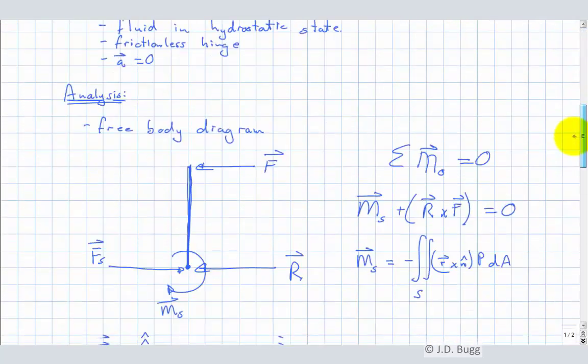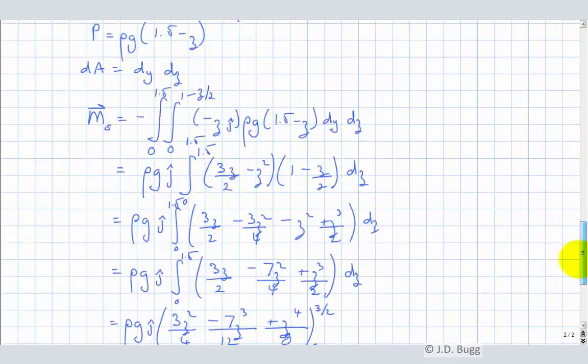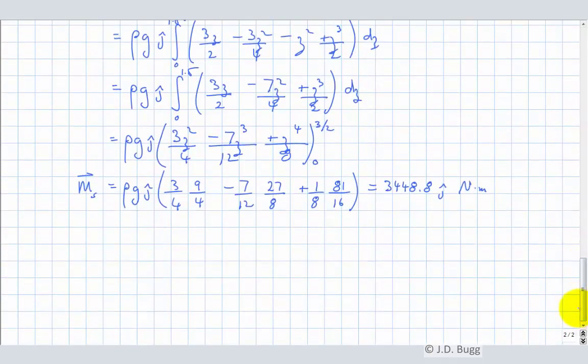So now what we need to do is we go back to our summation of moments here. We've figured out a number for this, and we're trying to find that force. So we'll go back down to the bottom and start working with that. So we'll go back to our summation of moments. We put a number in for the moment that we just found. 3448.8 j Newton meters plus, so that's our moment due to the fluid, plus R cross F. That has to equal 0.